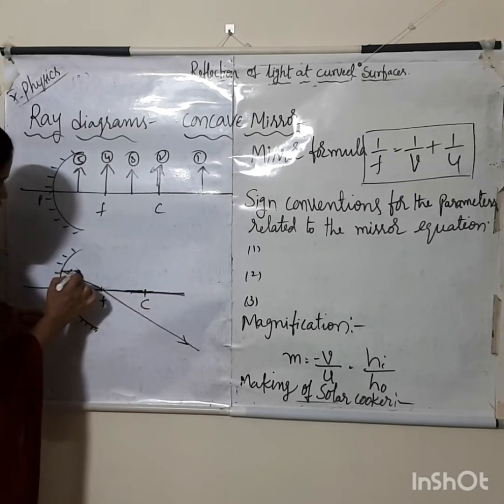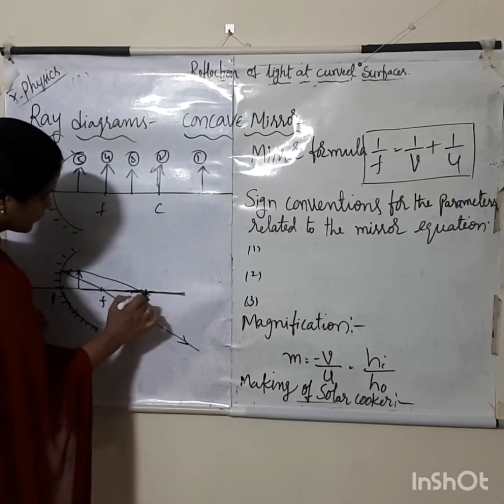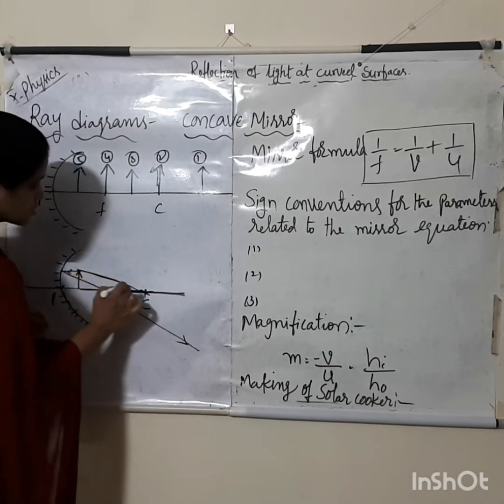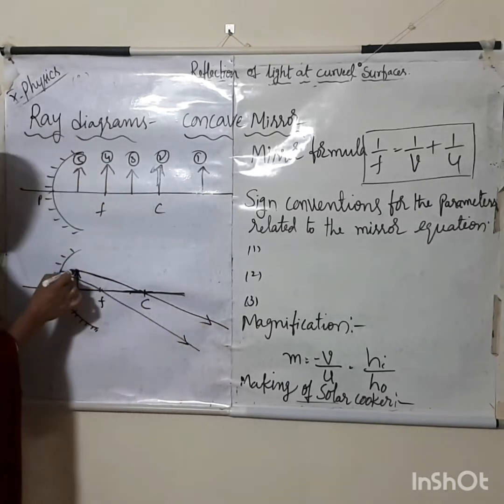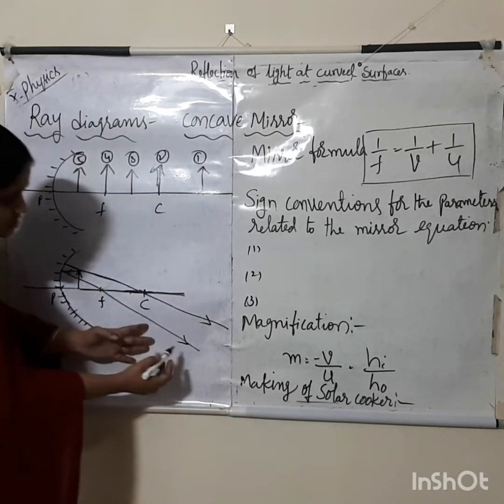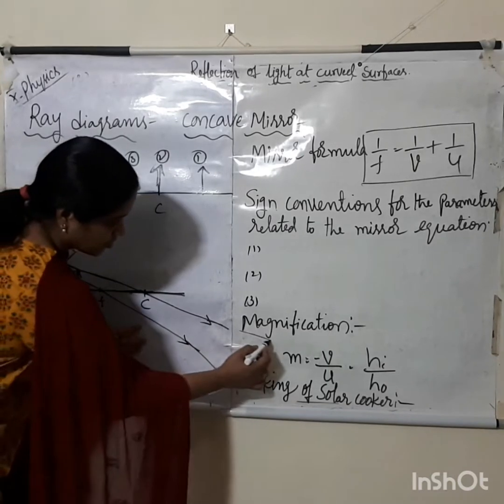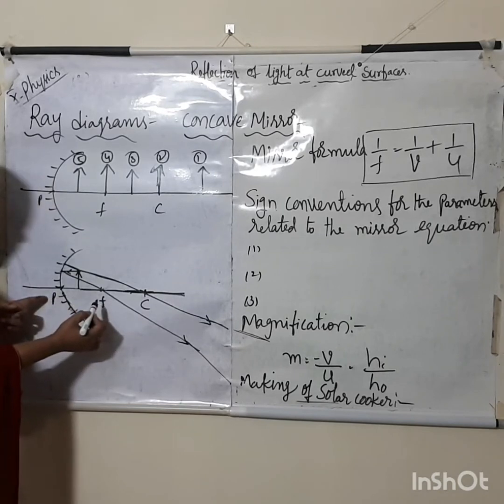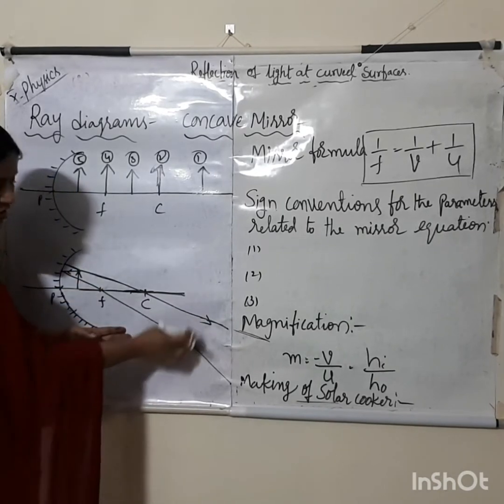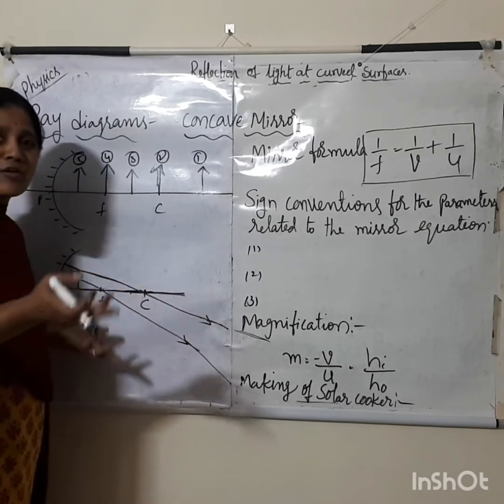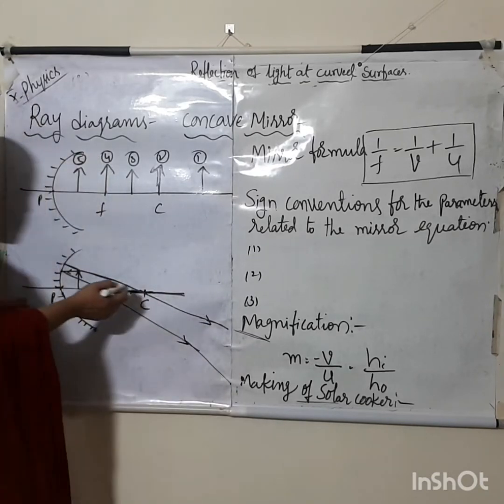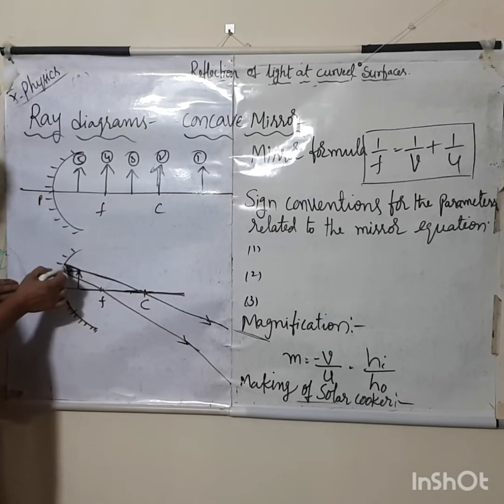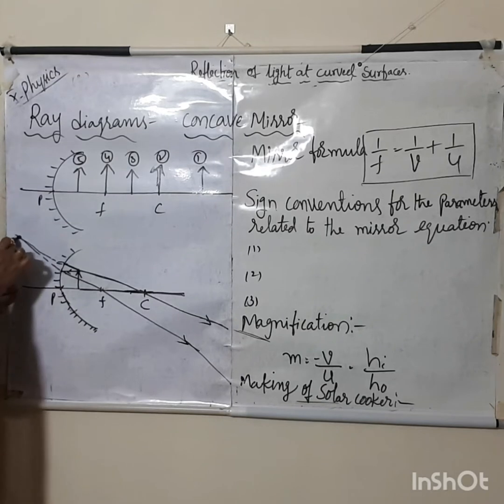When your ray is passing through the center of curvature, the reflected ray also passes through the center of curvature only. Means these two rays are diverging only. They're not meeting. When you place an object in between P and F, the reflected rays are deviating, so you will not get an image. But when you extend these deviated rays, they appear to meet at one point. Where they are meeting, there you will get the image.